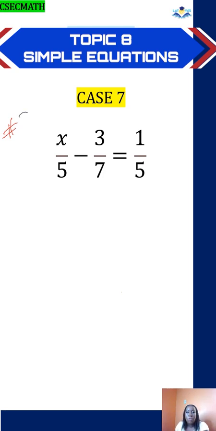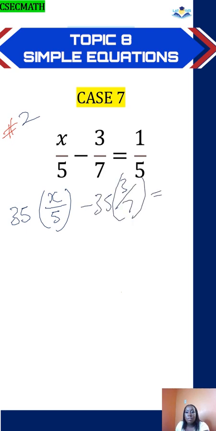So method 2. The LCM of 5, 7, and 5 is 35. So I'm going to multiply the LCM by each fraction: 35 by x over 5, subtract 35 by 3 over 7 is equal to 35 by 1/5. Now, if this looks complicated, you can write your whole number as a fraction. 1 will become the denominator here, and I'll be multiplying, so I'm going to look for opportunities to reduce.